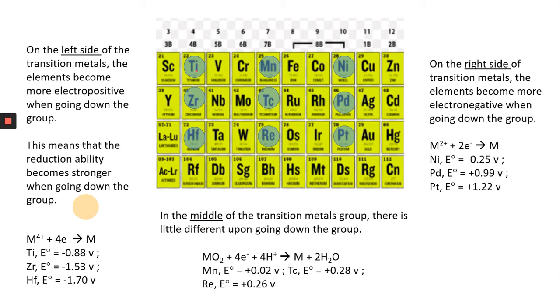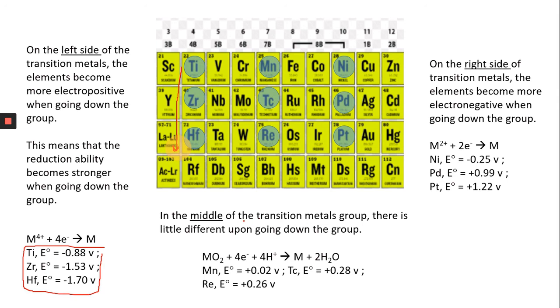Okay, let's take a look at the reduction potential ability. If you look at the left side of the transition metals, which are titanium, zirconium, and hafnium, the metals become more electropositive when they go down the group. This means that the reduction ability becomes stronger when they go down the group. So if you look at the values here, when it goes down the group, it becomes more electropositive and they can reduce other elements.